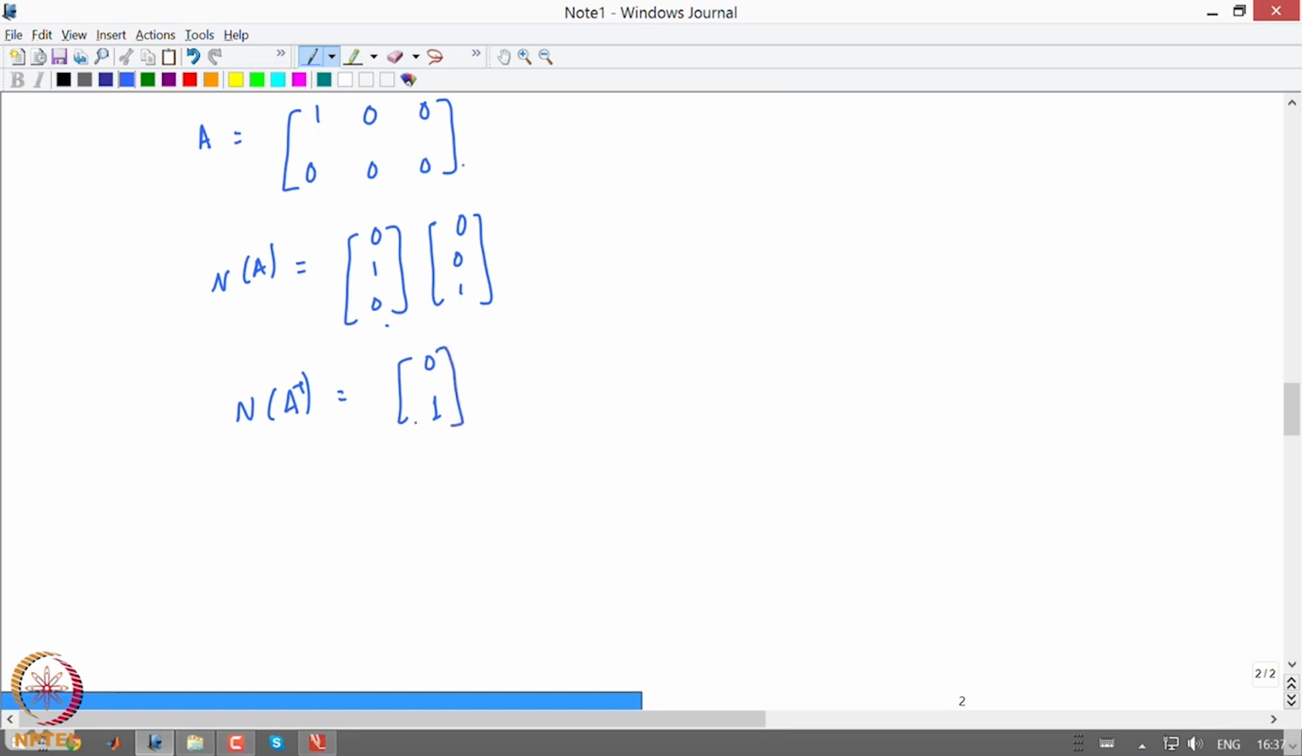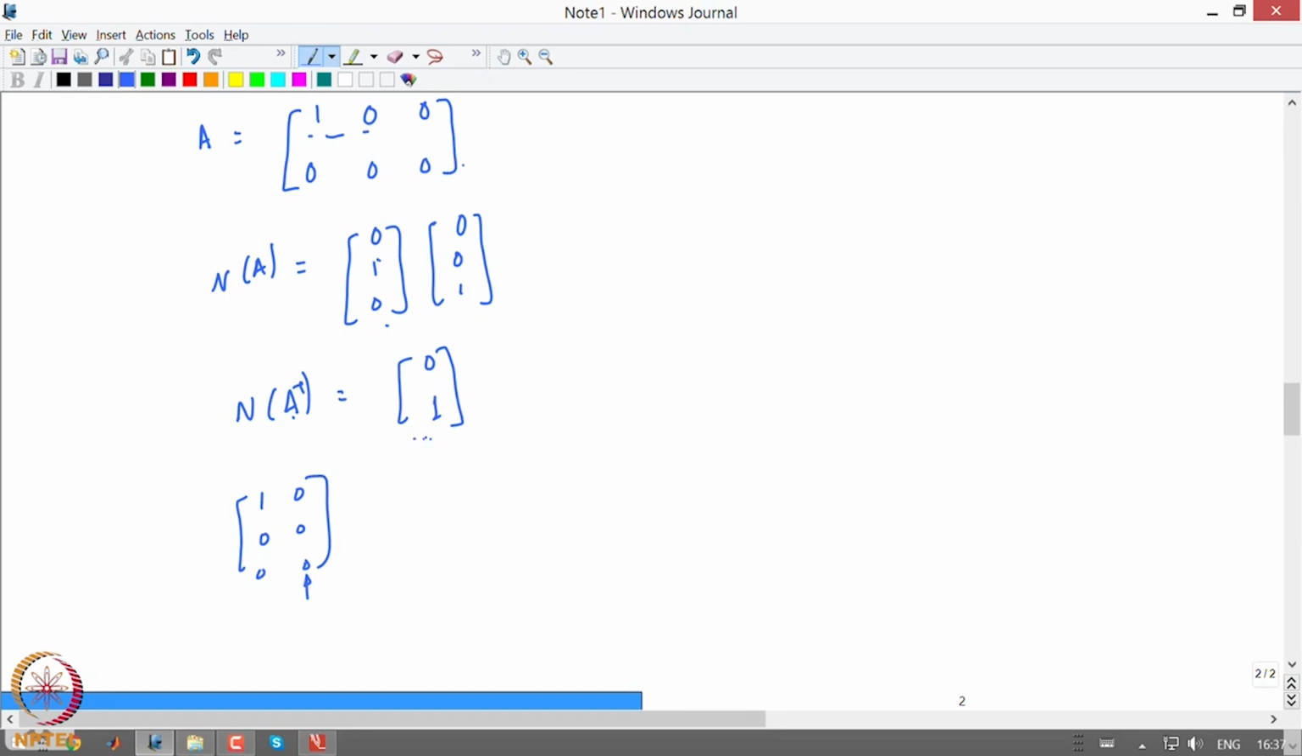Okay, so what it means is that you take this matrix A and multiply it by n of A, then you get a 0. Similarly with A transpose, where A transpose looks something like this: 1 0 0 0 0 0. Since there is a 0, you may as well get rid of this row, and then you can easily check that this is the null space of A transpose.